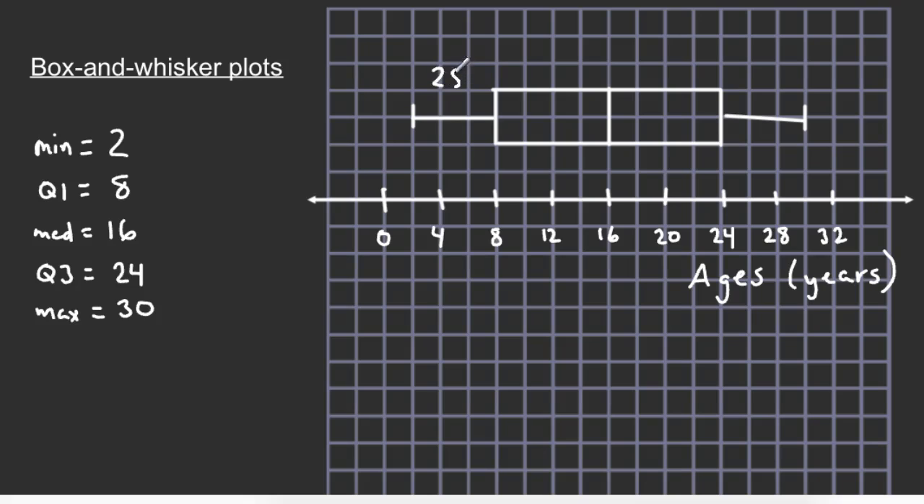And you can still see that this is 25% of the data, this is 25% of the data, this is 25% of the data, and this is 25% of the data. So it divides the data up into quartiles just like the data summary did. And this middle part where the box is, that's our interquartile range.